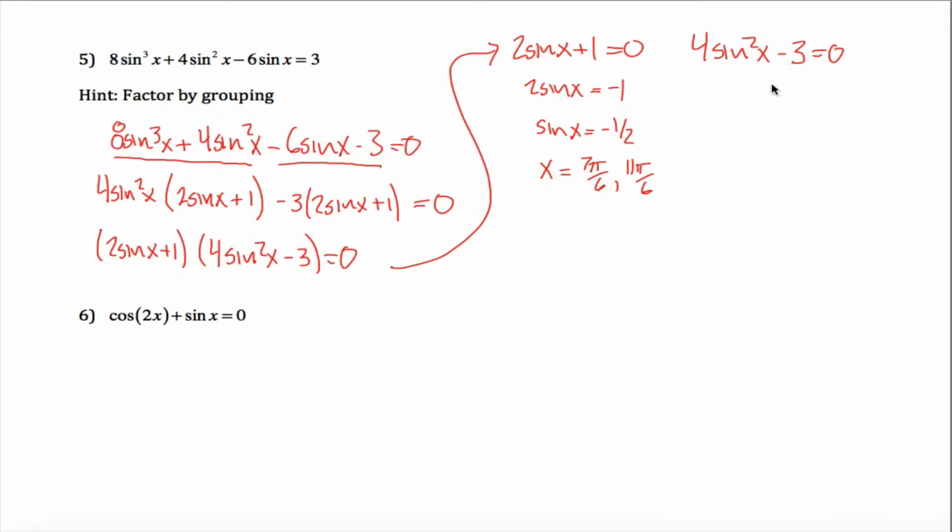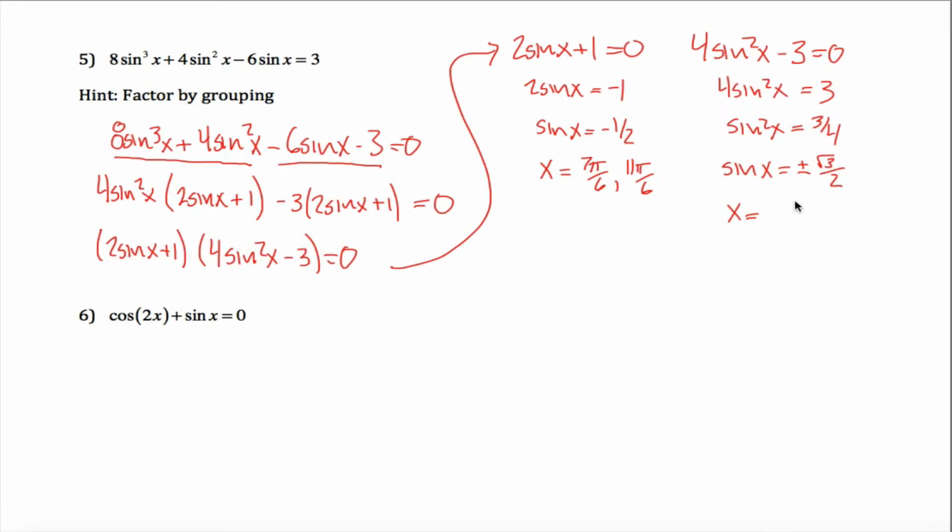What about this guy? Well, add 3 to both sides of the equation. Divide by 4. And take the square root of both sides of the equation. Make sure when you take a square root, you put in the plus or minus. The square root of 3/4 is the square root of 3 divided by the square root of 4, which is root 3 over 2. So now think about where on your unit circle is the sine of x equal to either plus or minus root 3 over 2.